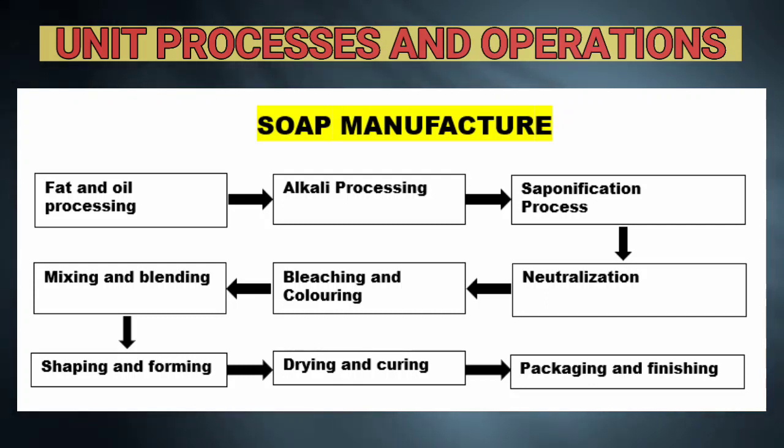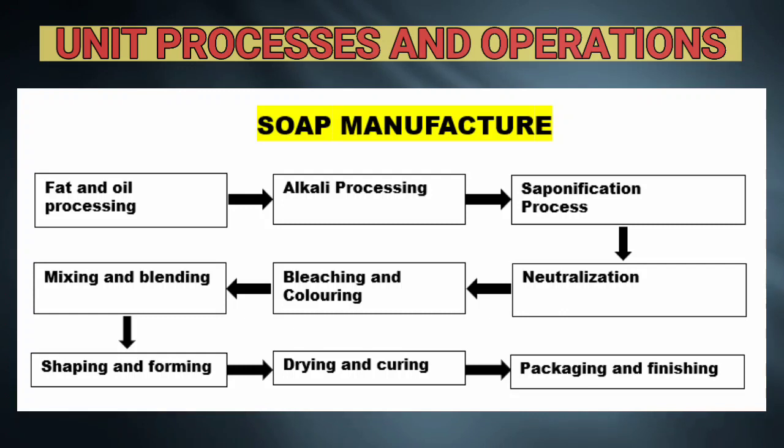Then the next stage could be neutralization, which entails addition of an acid, say citric acid, just to adjust the pH. So we could have the next unit process to be the bleaching and coloring, which has to do with addition of bleach. Bleach, hydrogen peroxide could be added, and colorants, such as dyes or pigment could be added.